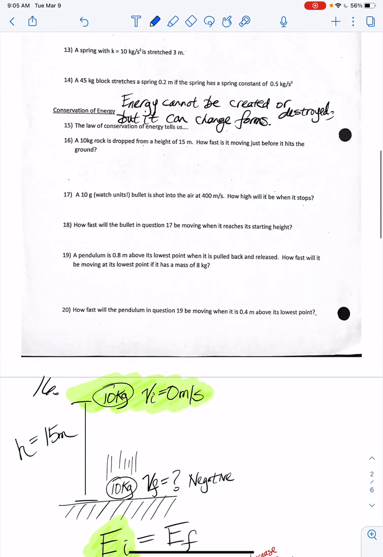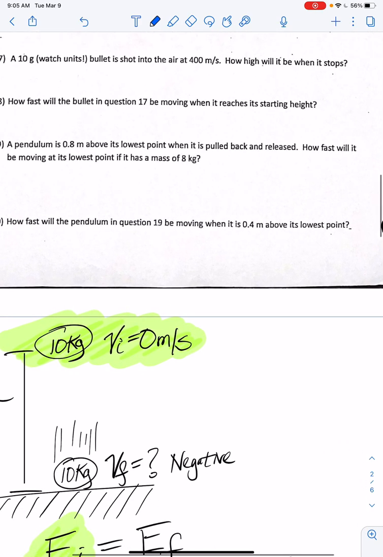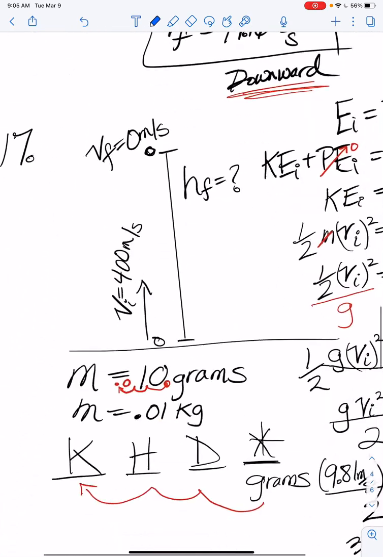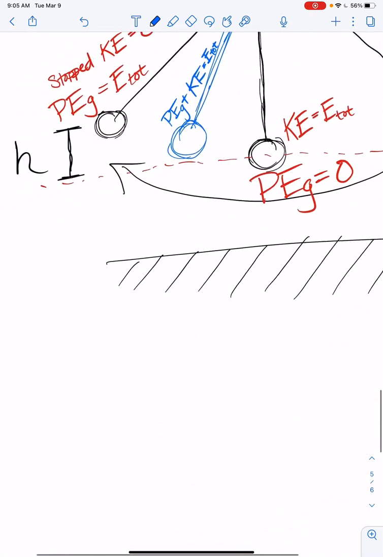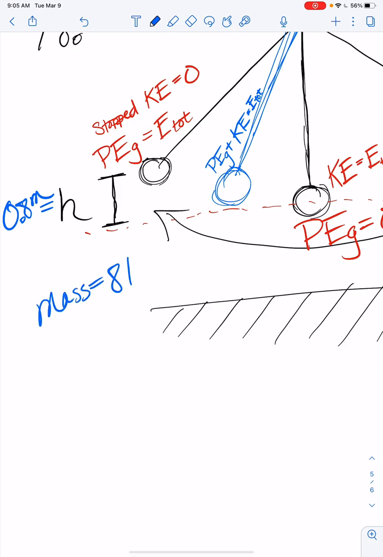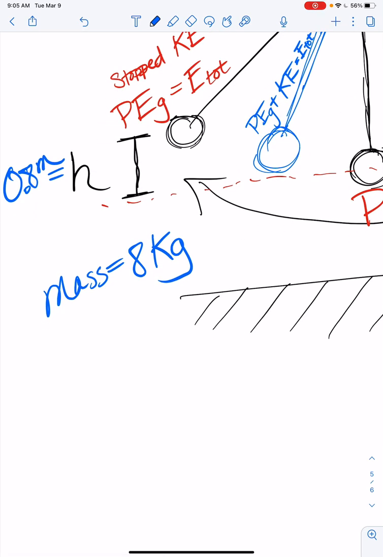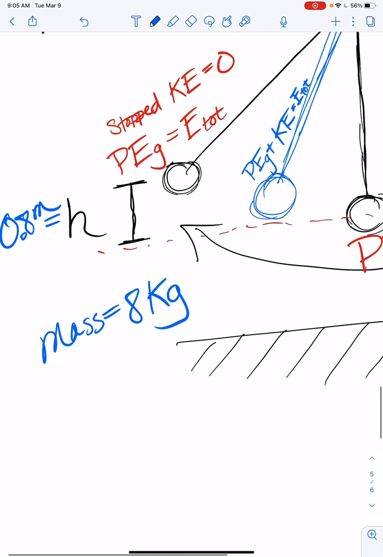So this question is going to be a little simpler and ask us just about one of the maximums and minimums here. So it says for question 19, a pendulum is 0.8 meters above its lowest point when it's pulled back and released. How fast will it be moving at its lowest point if it has a mass of 8 kilograms? All right, so we're saying now that this height is 0.8 meters, and we are saying that the mass is 8 kilograms.